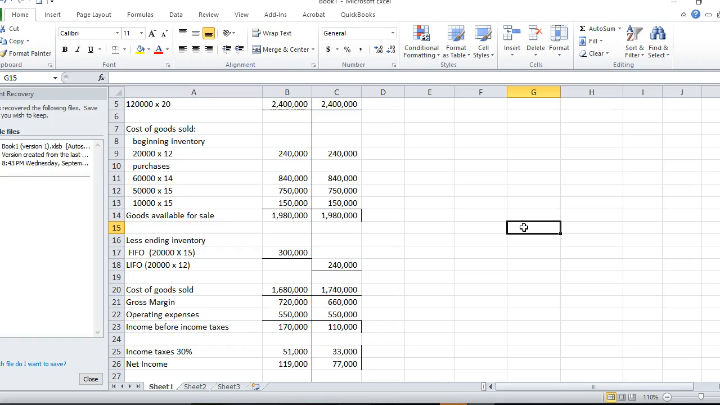Do you see how using LIFO versus using FIFO? Our net income using LIFO is $77,000, where our net income using FIFO is $119,000. Because using LIFO, we took the more expensive goods and showed that we sold them. Using FIFO, we took the cheaper goods and showed we sold those. Right? Does that make sense, guys?